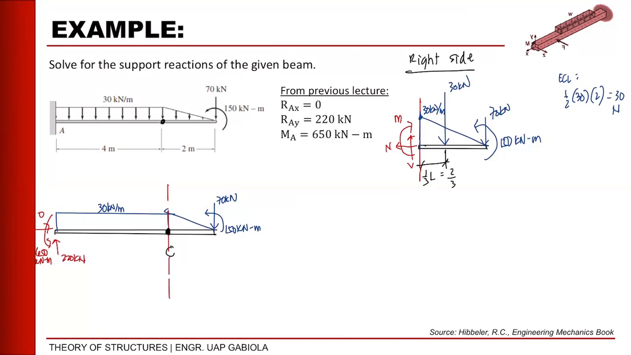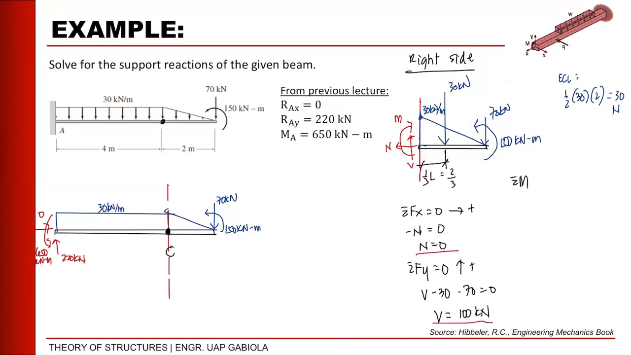Okay? Then, solve na natin since kompleto na naman. So, summation of forces X is equals to 0. Taking to the right as positive. So, negative N is equals to 0. So, N is equals to 0. Okay? Summation of Fy is equals to 0. So, Fy natin, lahat ng vertical natin is si V, si 30, si 70. Okay? So, we have, kunin natin upward as positive. So, V minus 30 minus 70 is equals to 0. So, V is equals to 100 kilonewton. Okay? So, this is our two external reactions na.